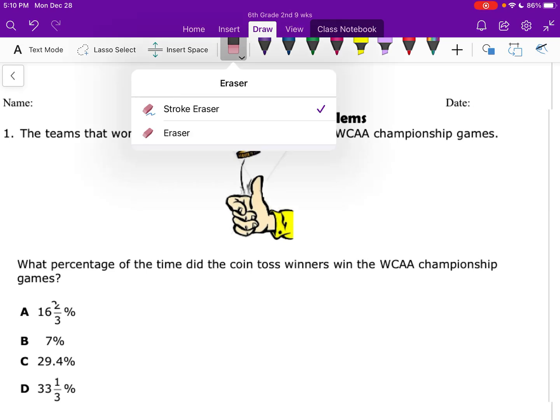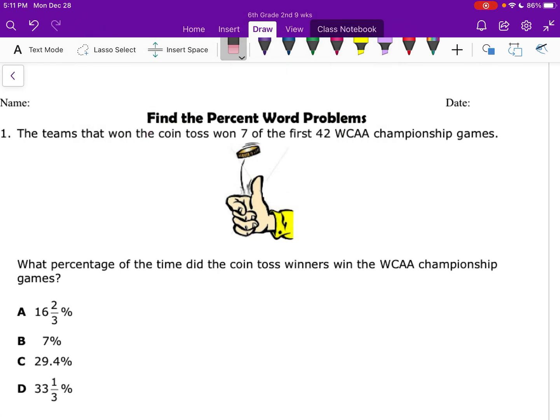It says the teams that won the coin toss won 7 of the first 42 WCAA championship games. What percentage of the time did the coin toss winners win the WCAA championship games? Okay, so what percentage, whenever you see that word, whenever it's asking you for what percent or what percentage, you always need to think in your head first, what fraction? What fraction of the time did the coin toss winners win?